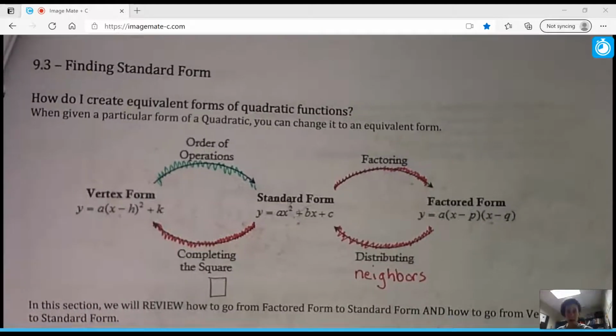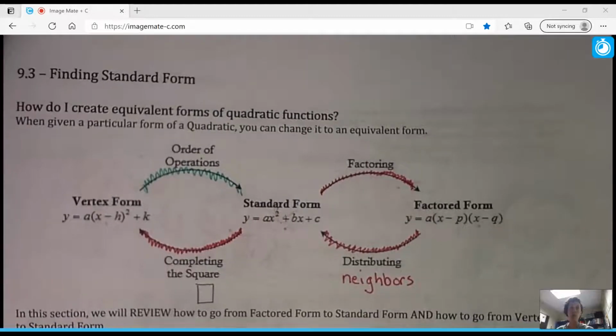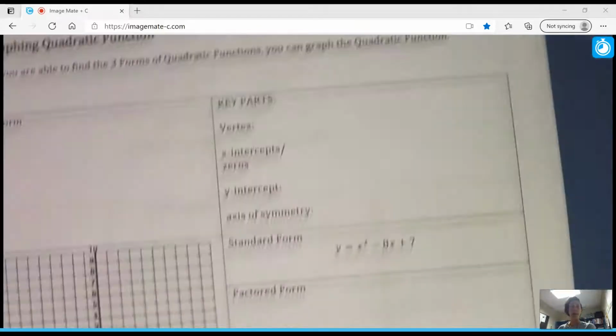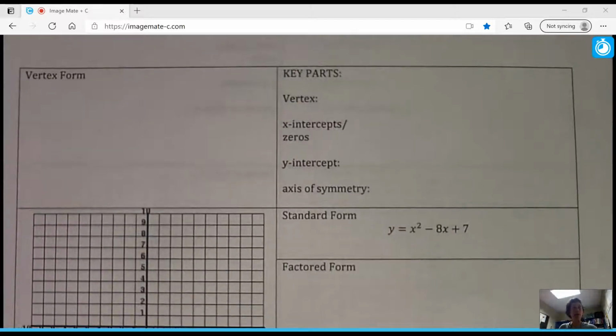We're going to start to graph. And so this is the final part to this chapter, and then this will be what our showcase of learning is going to be on. So in order to graph, we're actually going to need all three forms so we can get all those important points. So you're going to have to look at what form you start with, and that's going to determine what other forms you get next.